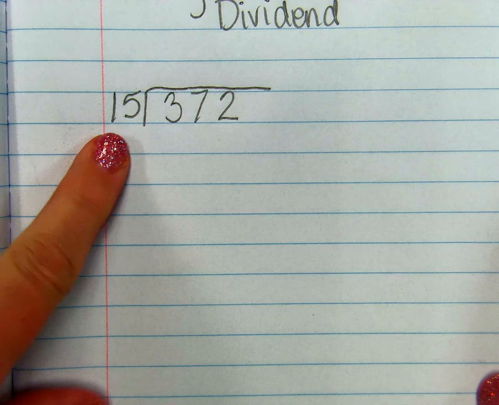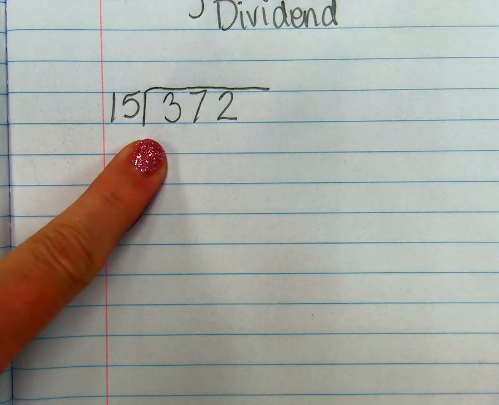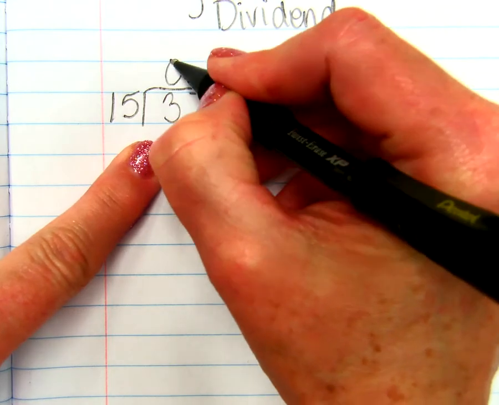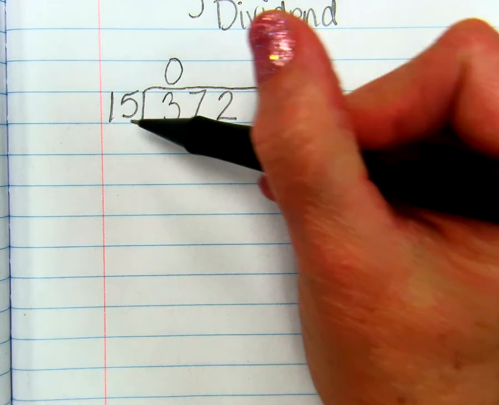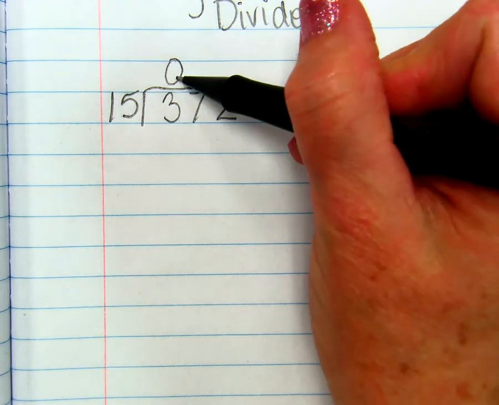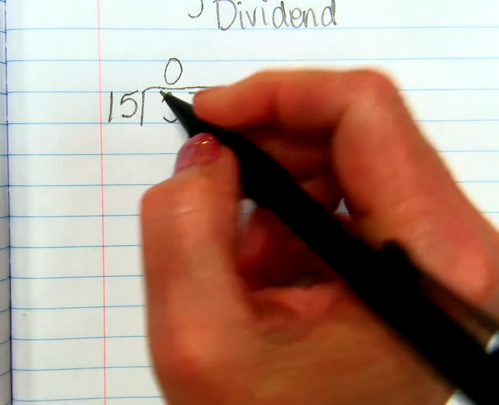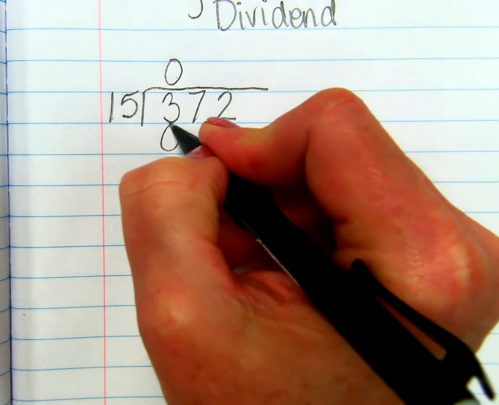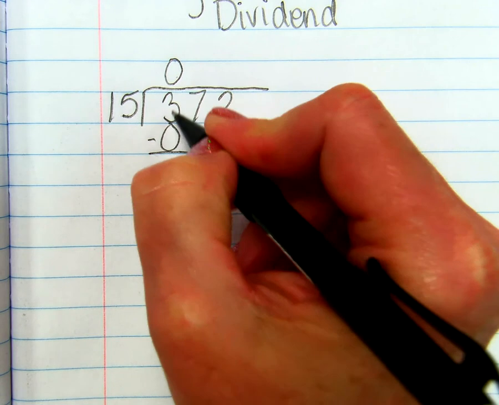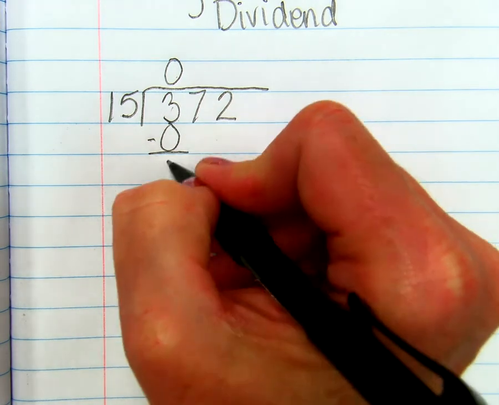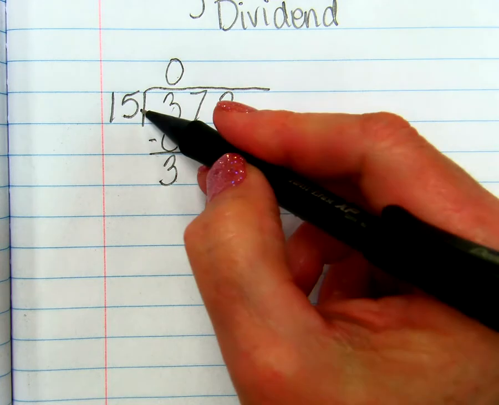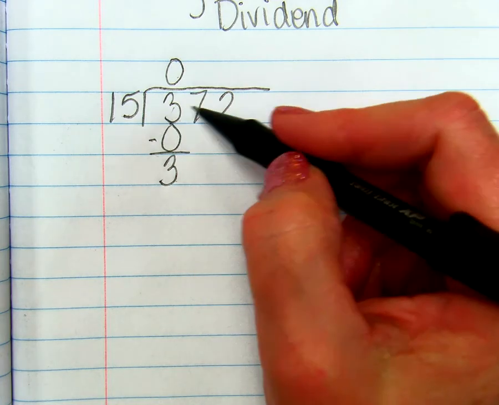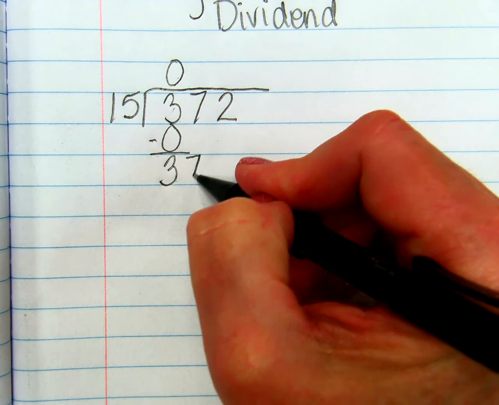So how many 15s are in 3? Yes, 0. So here we go through our long division process. How many 15s are in 3? 0. 0 times 15 is 0. Yes. We subtract 3 minus 0, 3. Okay. Is 3 less than 15? Yes. So we bring down the 7.